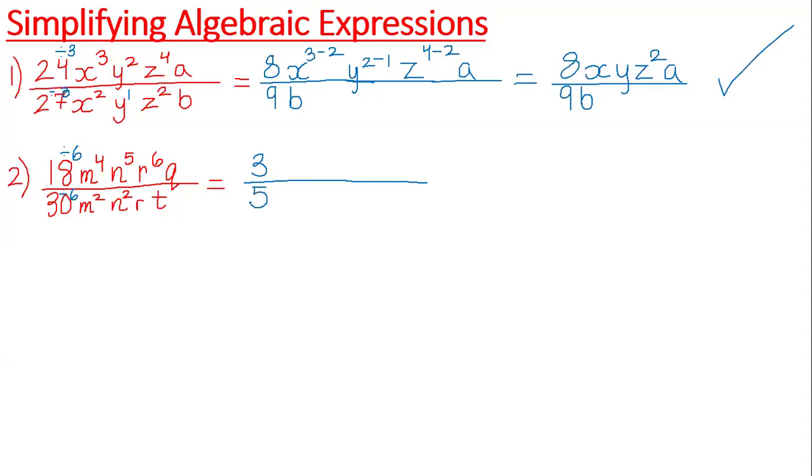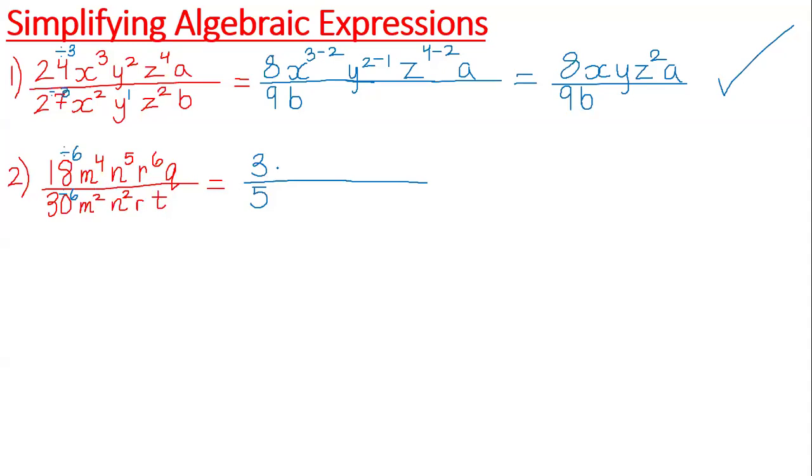Okay, Kendall, what else do we do? So now we use the exponent rule. So m to the 4th divided by m squared is m squared because you subtract them. n to the power of 5 divided by n squared is n cubed. Then you have r to the 6th divided by r, which is r to the 5th, and q stays because you have no like terms. So if we have the same base, very good, Kendall, we have to subtract the powers. Please remember that we subtract the powers if both bases are the same.